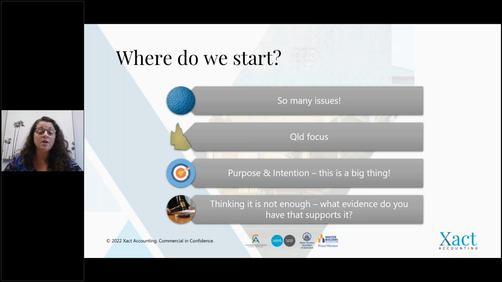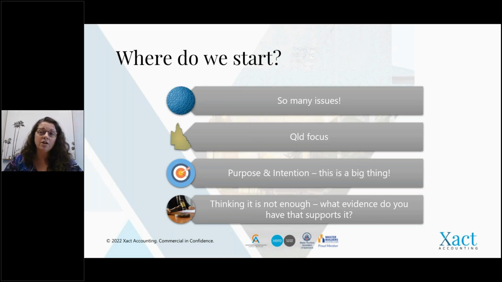Purpose and intention is a really big thing when we're looking at property and what we're doing with property. What I mean by that is when you're looking at a property to buy, what is the reason that you're looking for it? Is your reason to buy, hold, rent long term, and then potentially sell it in 10 or 15 years? If that's your intention, then you're looking at it for investment purposes only.